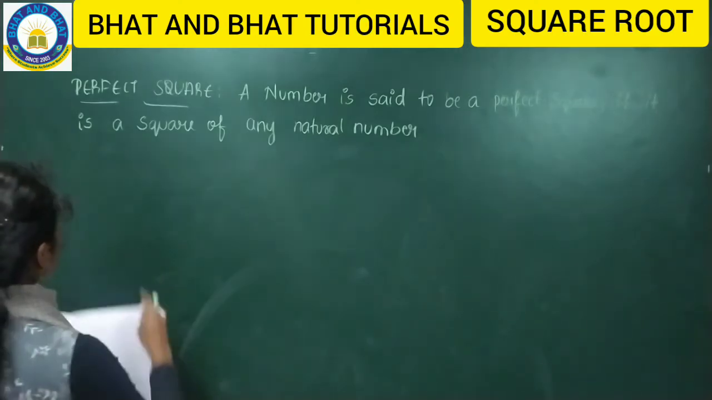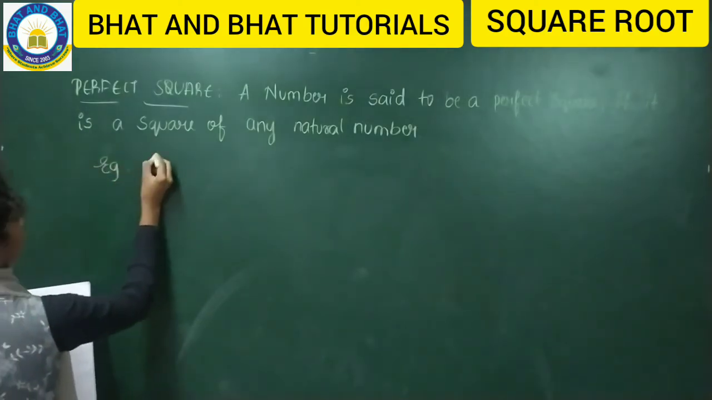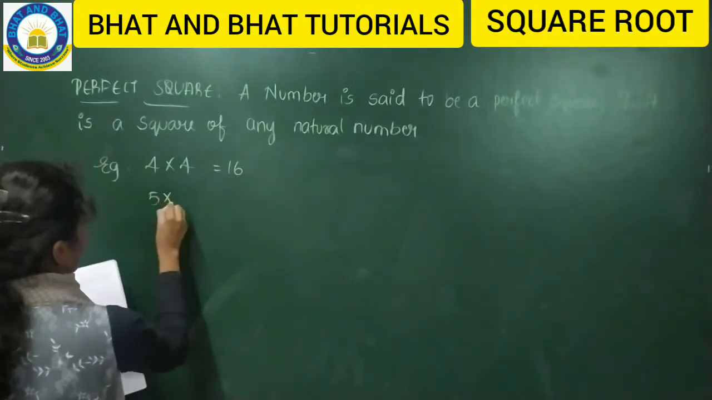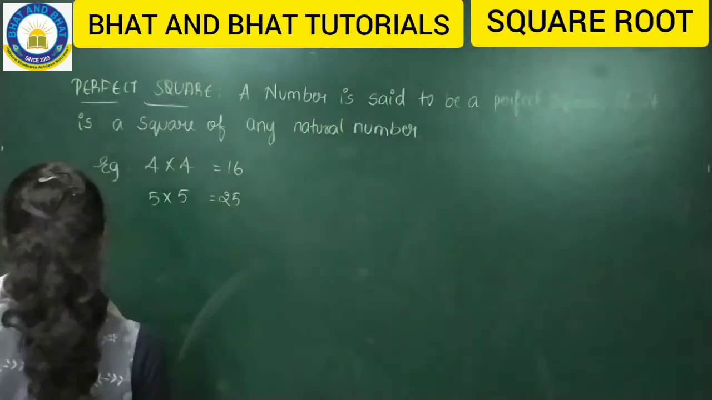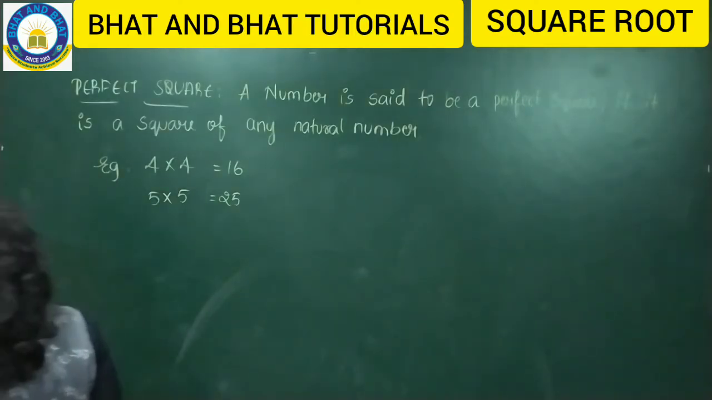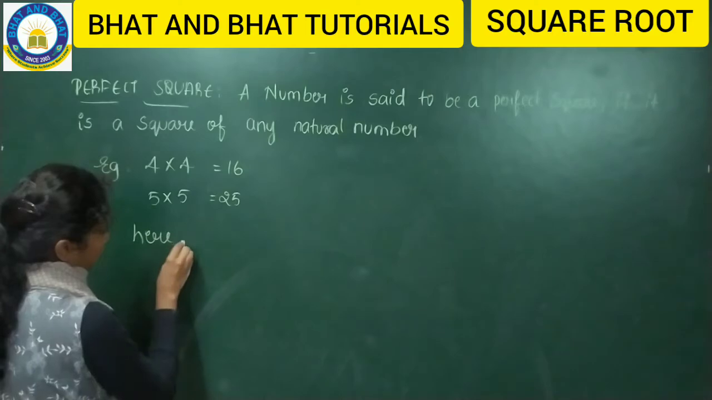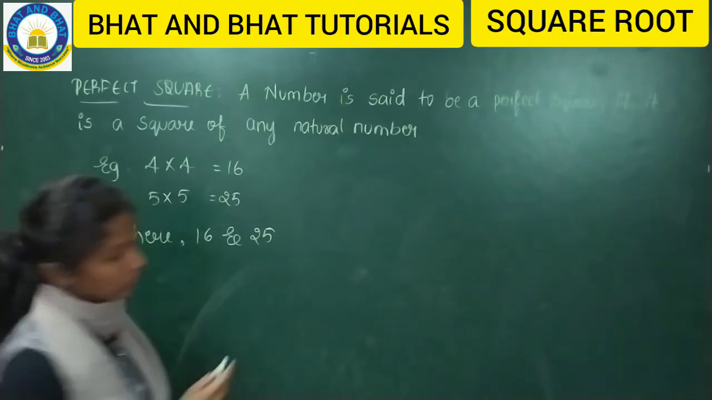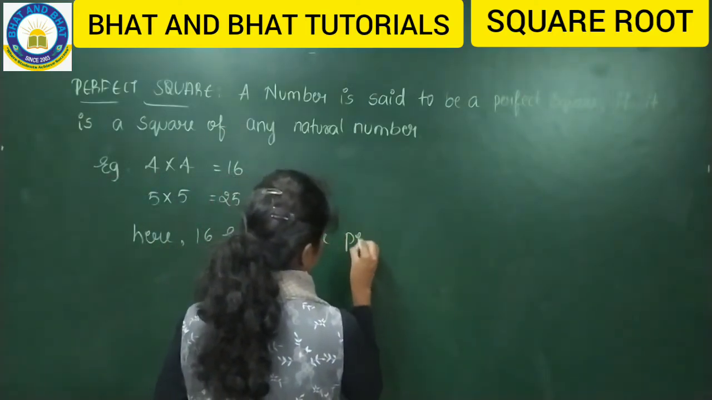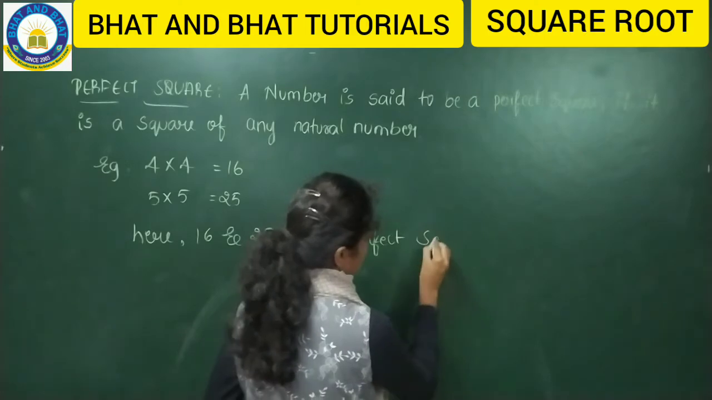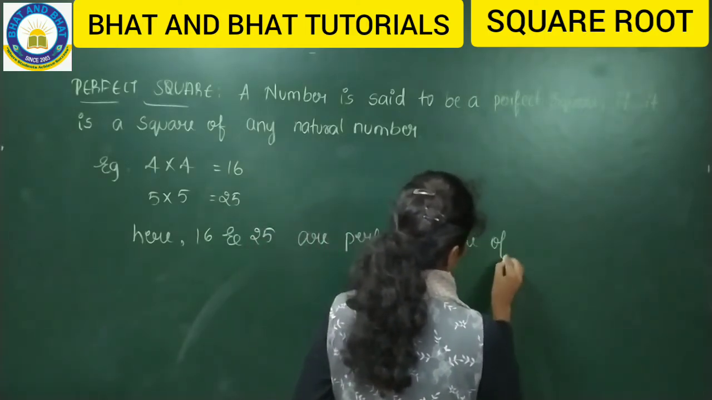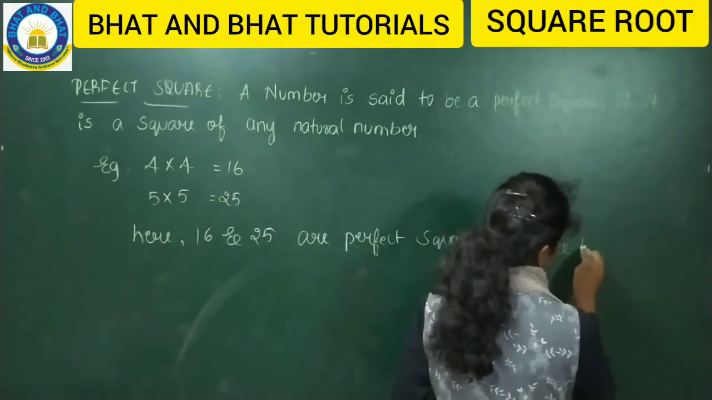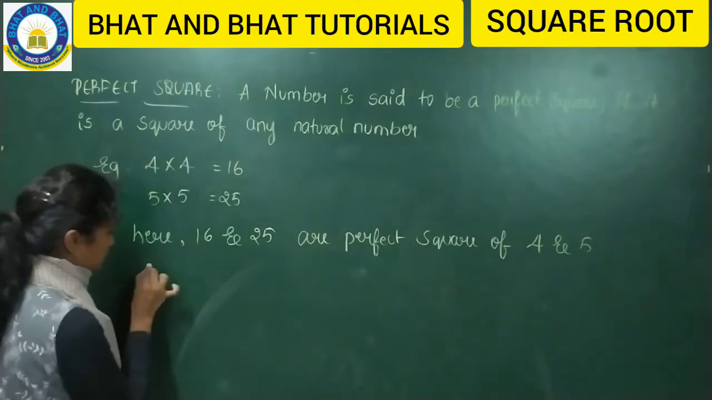We'll see the example here. 4 into 4, that is 16, and 5 into 5, that is 25. Here, 16 and 25 are perfect squares of 4 and 5 respectively.